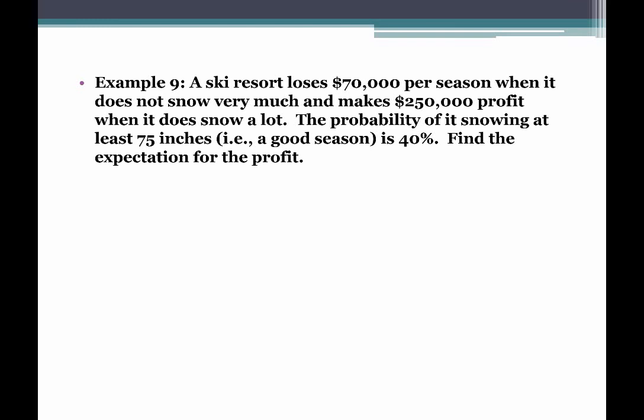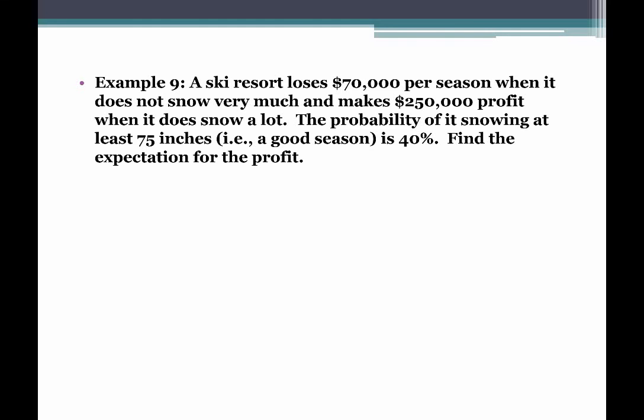All right, so we have a ski resort that loses 70 grand per season when it doesn't snow very much, and it makes $250,000 when it does snow a lot. The probability of it snowing at least 75 inches, which would be considered a good season, is 40%. Find the expectation for profit. So again, this is a simplified version of it, but this is something that an investor would look into figuring out before they say, hey, yeah, I'm going to buy that ski resort. Sounds cool. I want to own a ski resort. They would find the expectation for profit first, though.